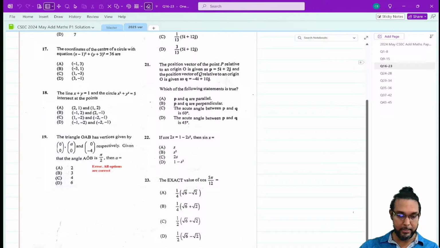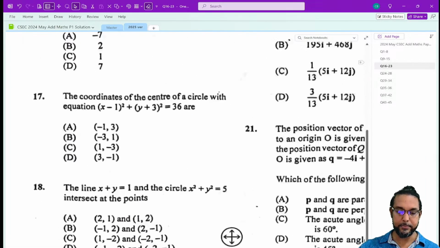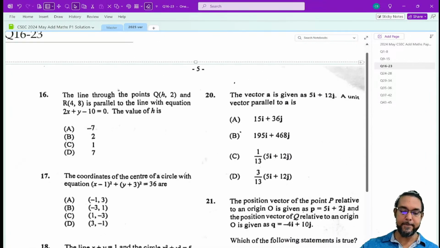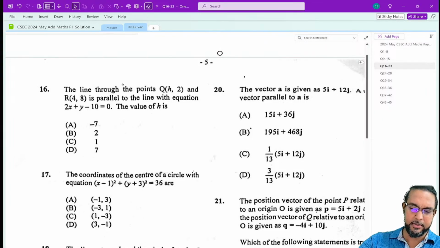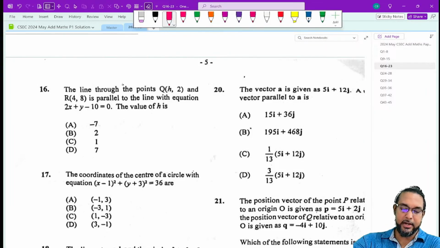Moving on. Okay, so let's go. Oh, where was I? Oh, I hate that question. No, it's not a question. I don't like it because of the amount of work, right? The line through these 2 points is parallel to the line with the equation of that. Okay.